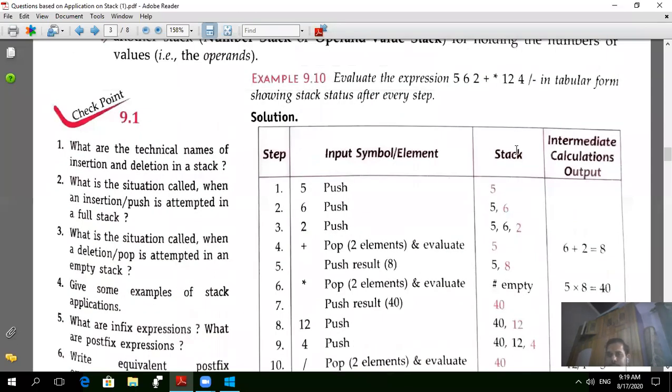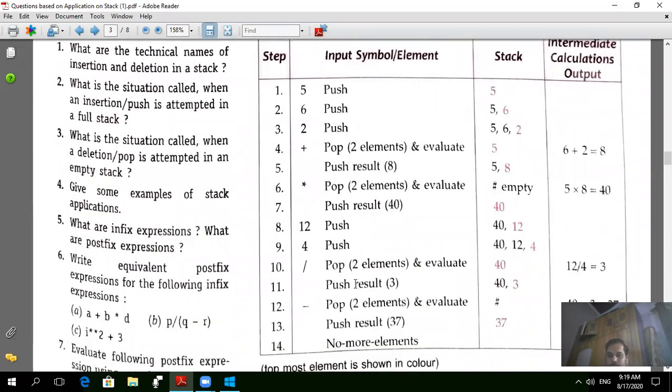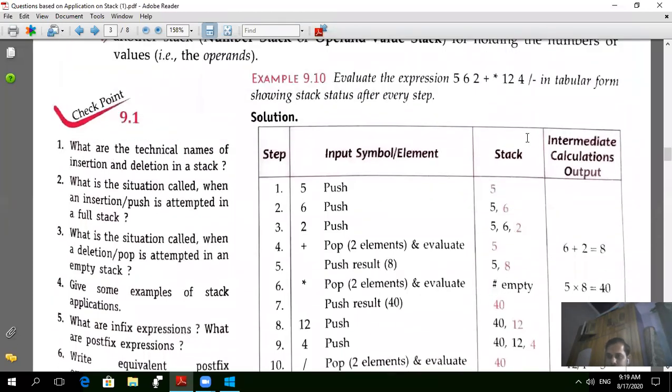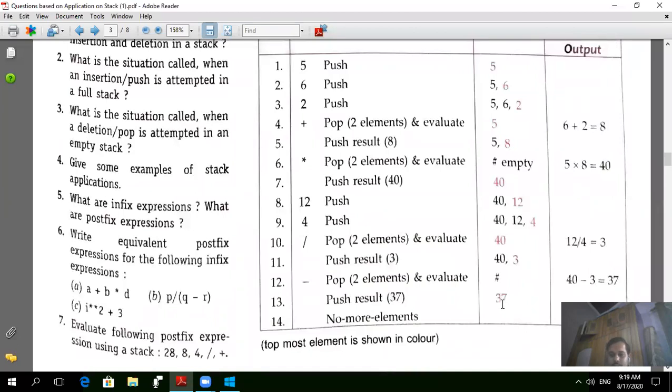Then the divide sign. Divide is again a binary operator. We need 2 operands, so pop 2 elements from the stack. So 12 and 4 divide, the result is 3. You insert the result into the stack: 40, 3. Then at last the minus sign. Minus is again a binary operator, same thing you have to do. 40 minus 3 is 37. You insert 37 into the stack. So this is the final result, 37.